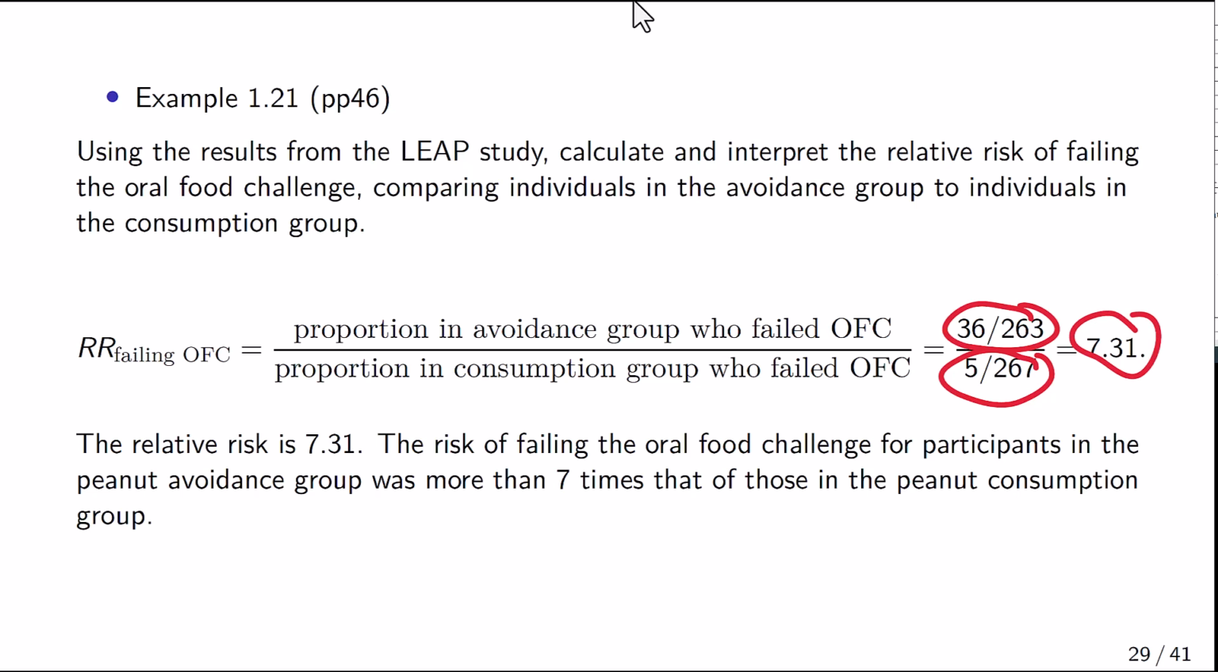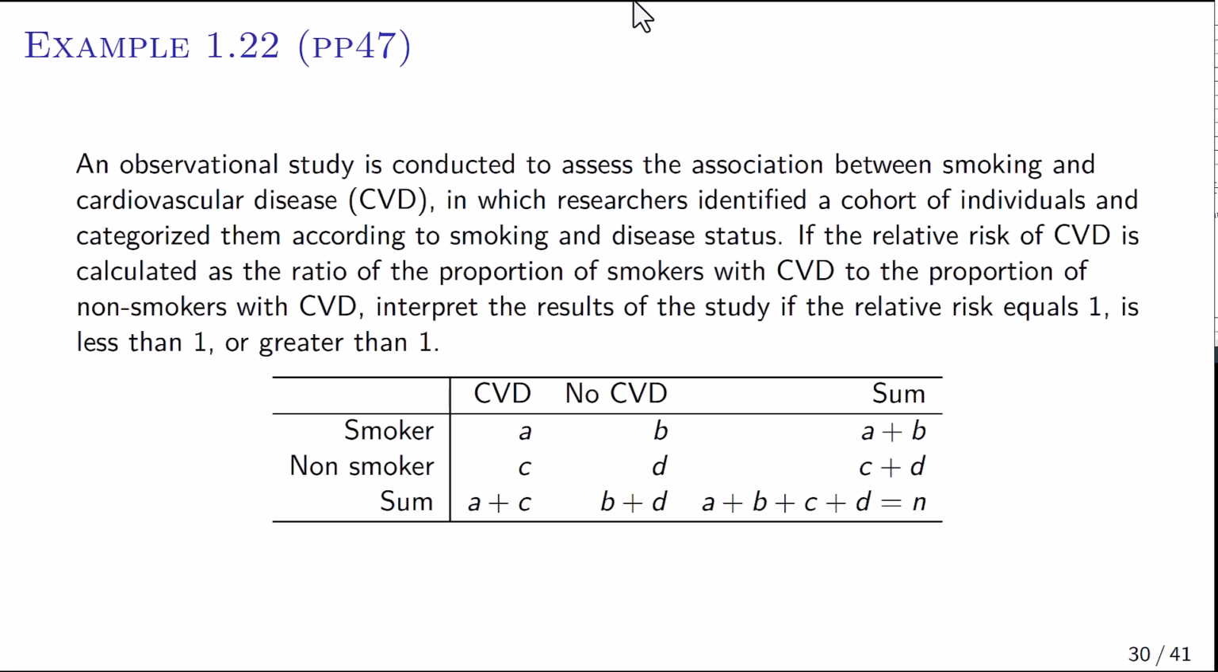So here we say the risk of failing the oral food challenge, OFC, for participants in the peanut avoidance group is more than 7 times that of those in the peanut consumption group. That's the way to interpret. So basically, to fail OFC, the chance for the avoidance group is like 7.31 times the chance for the consumption group.